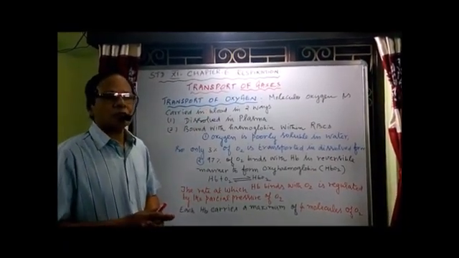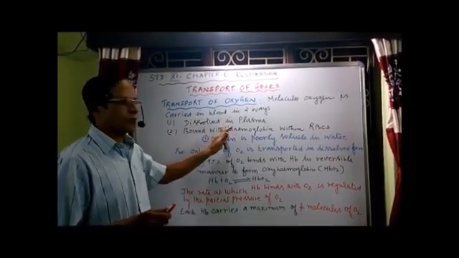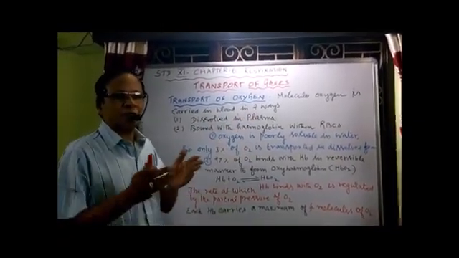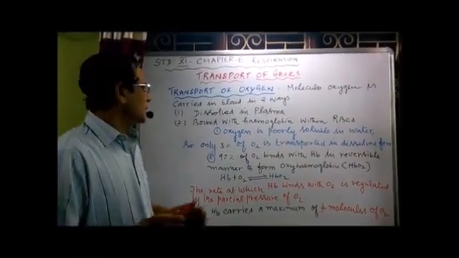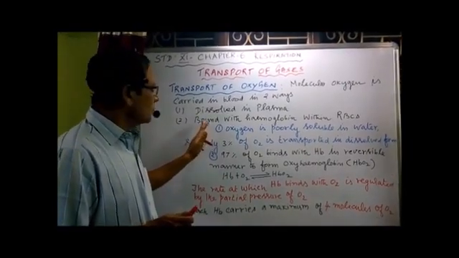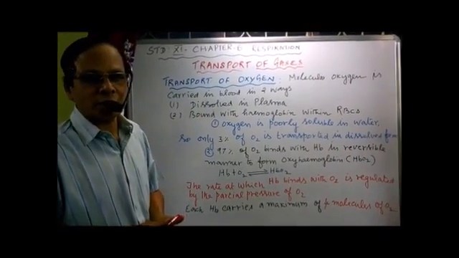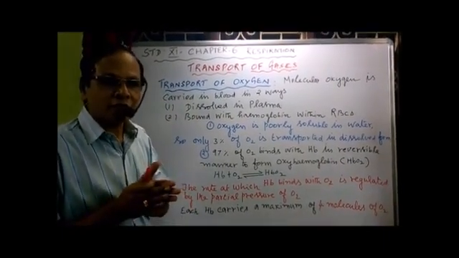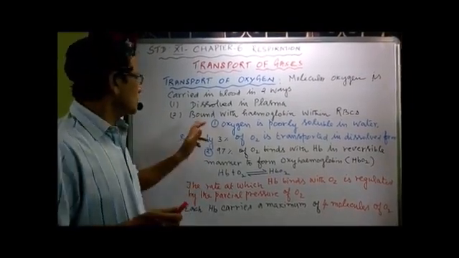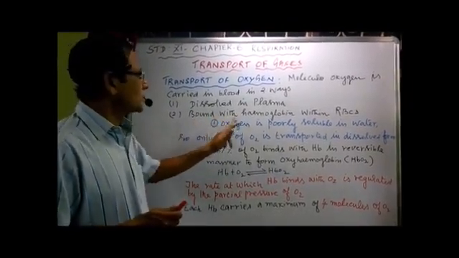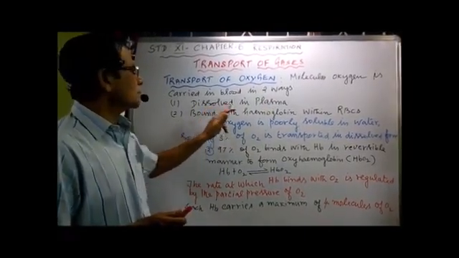Molecular oxygen is carried in the blood in two ways. Number one, in dissolved form, in plasma. The least percentage of oxygen is transported in dissolved form in plasma. Another one is bound with hemoglobin within RBCs. RBCs contain the respiratory pigment, which has affinity with oxygen. It binds with oxygen to form oxyhemoglobin. So the second way of transport is bound with hemoglobin within RBCs. Now let's take the first one, transport in dissolved form.